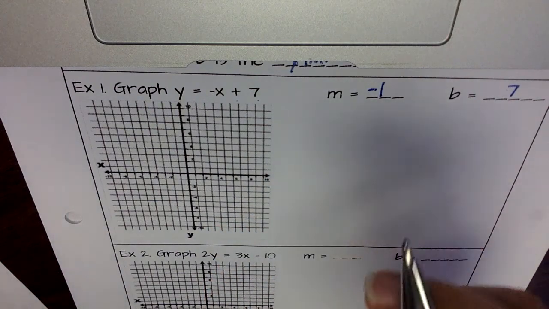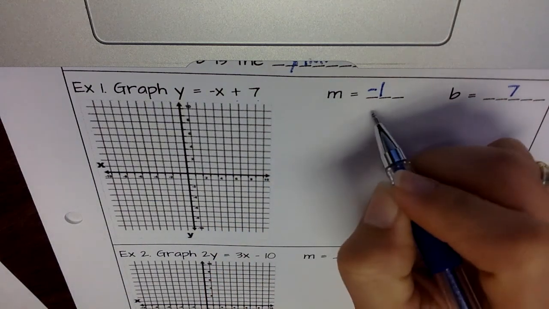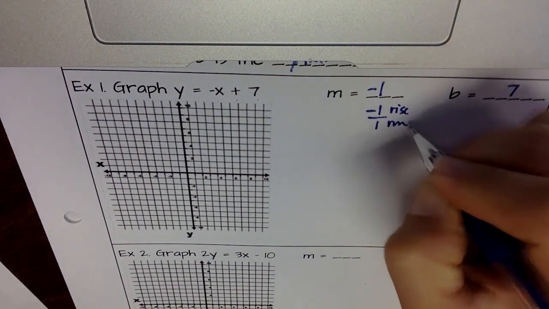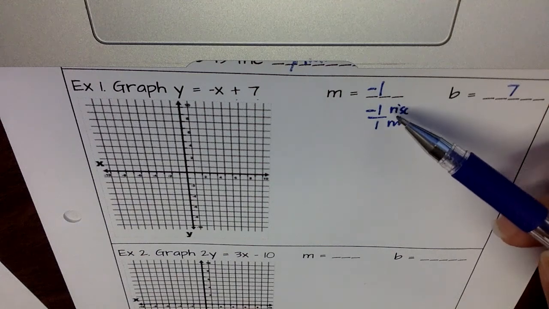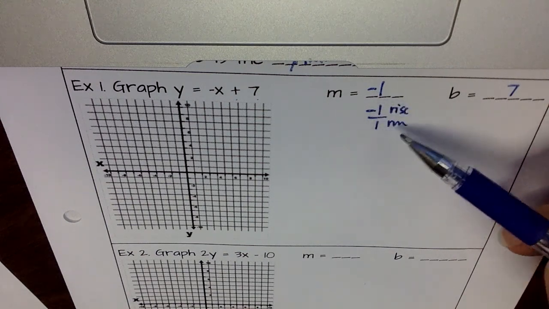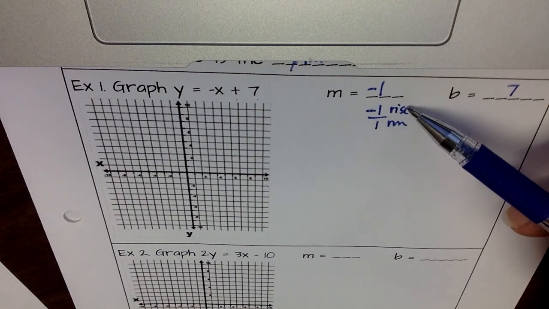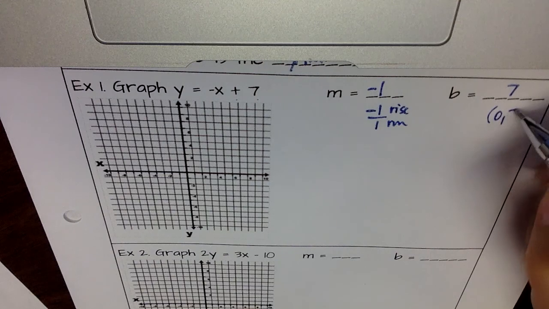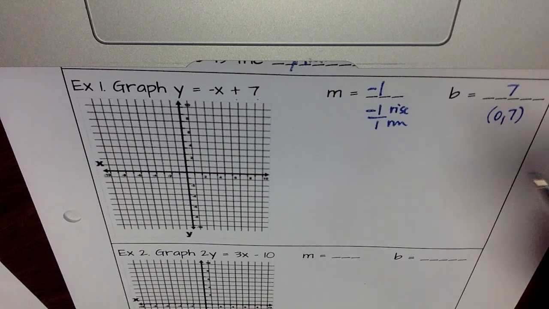Now, because slope is rise over run, we want to think in terms of fractions. So negative 1 over 1, rise over run. If your slope is a whole number, then your denominator is always going to be 1. It's important to make sure you understand that there are two parts of slope, rise and run. And then my point for my y-intercept is 0, 7. Once you know those two things, then you can graph a line.